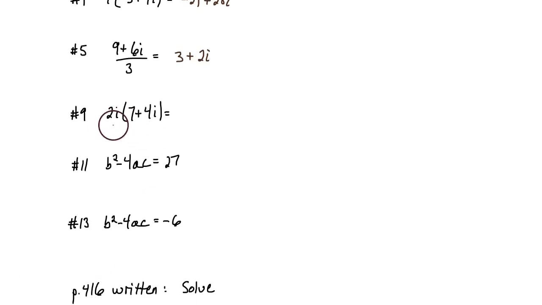Number 9, this has the look of distributive property. 2i times 7 is 14i, and 2i times 4i is plus 8i squared. But remember, whenever you have the symbol i and it has an exponent, you have to simplify it. The i squared part is negative 1. So this is equal to negative 8 plus 14i. Remember that the real number term goes first and then the imaginary term in a complex number.